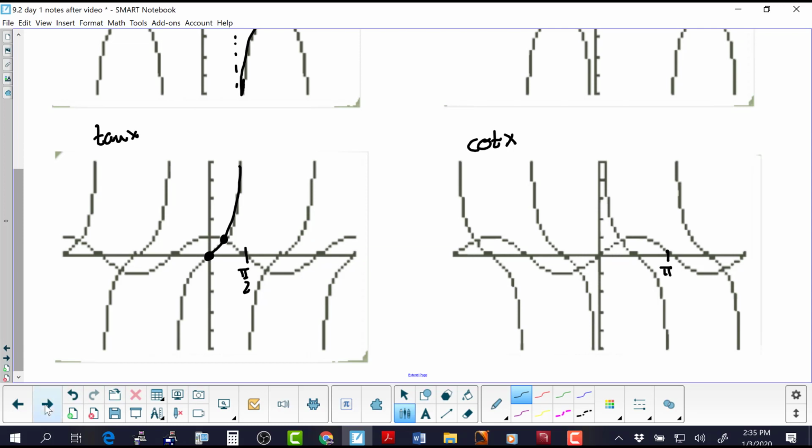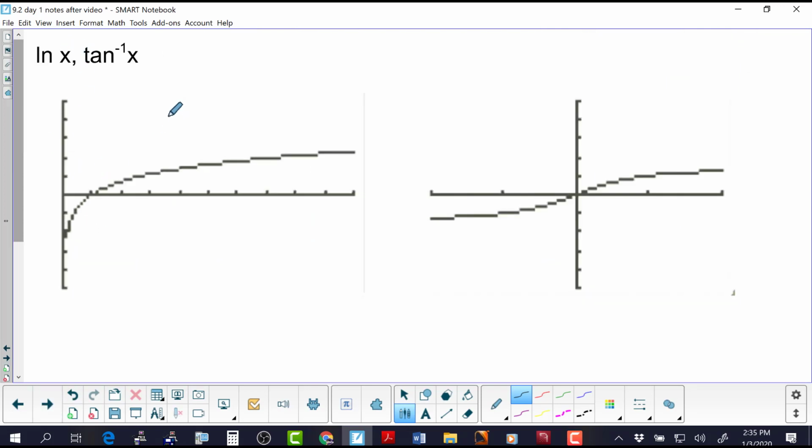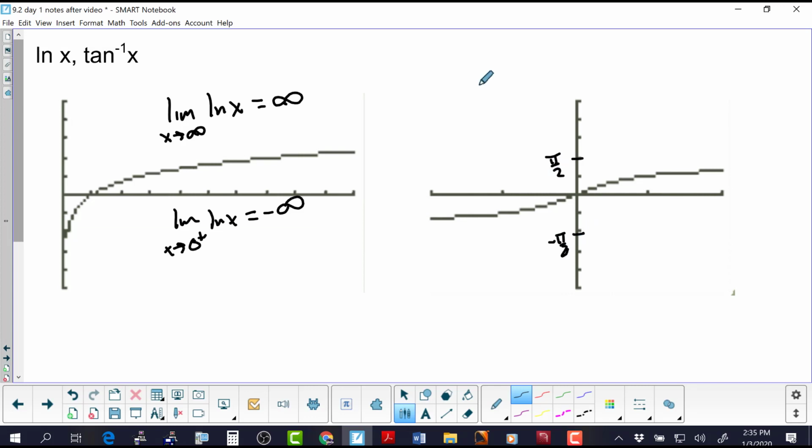About natural log, the limit as x approaches infinity of natural log of x is equal to infinity. The limit as x approaches 0 from the right of natural log of x is equal to negative infinity. As we approach 0 from the right, this graph goes down to negative infinity. This one right here is pi over 2, and this is negative pi over 2. This is inverse tangent. This is y equals inverse tangent of x.